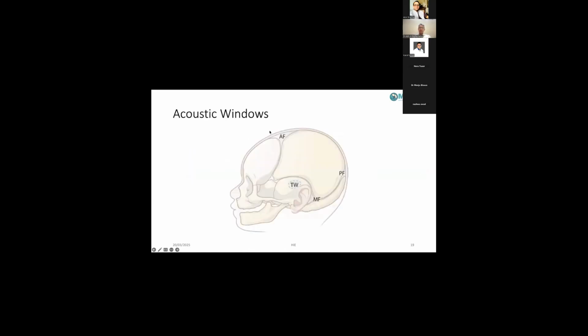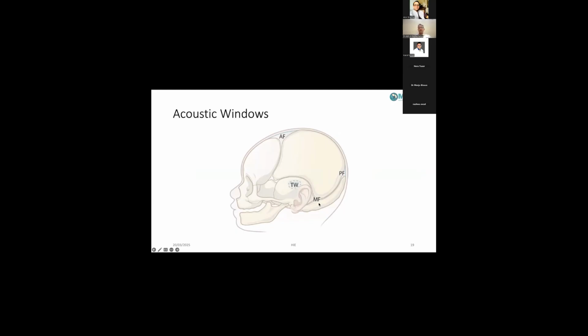Acoustic windows. Most commonly, we are used to the anterior fontanelle. I have barely seen people using the posterior fontanelle, but it gives us very useful information when you're dealing with hemorrhages or ischemic changes, again, which is a part in the HIE. Mastoid fontanelle is very important to access the posterior cranial fossa, cerebellum, and the temporal window as well.